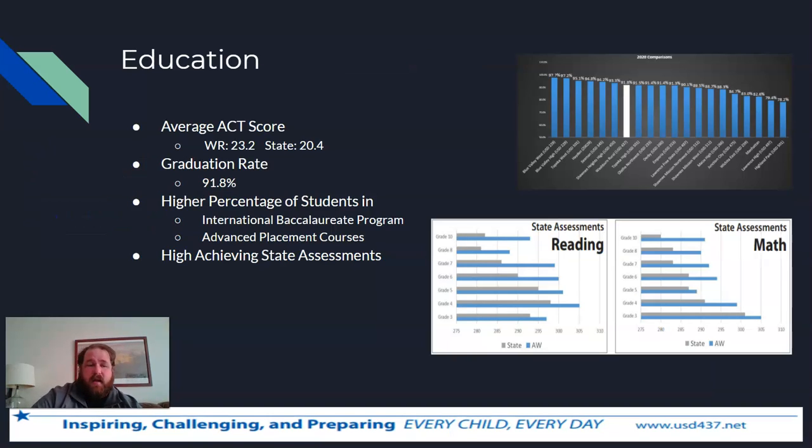Educational wise, based off of our high school rates there at the top, the average ACT score at Washburn Rural is a 23.2, compared to the state average of 20.4. Graduation rate last year was a little bit lower than I believe we have had the last couple years. I think it did drop a couple percent based off of some of the things I was reading. We are now at 91.8%, which does move us down a little bit, but we are looking to move that back up very quickly.